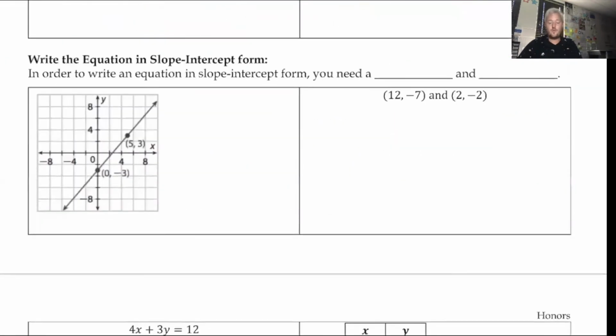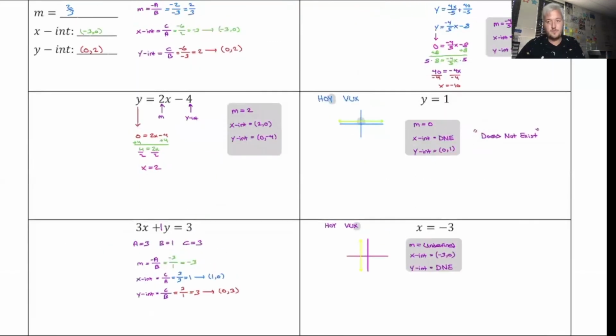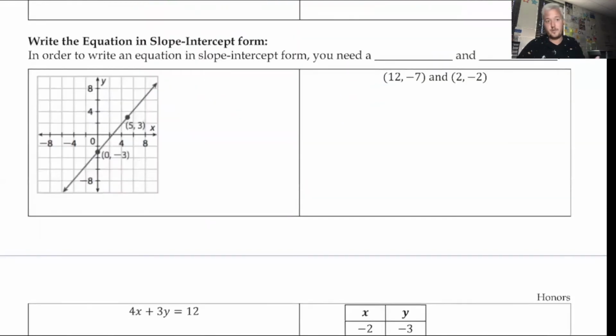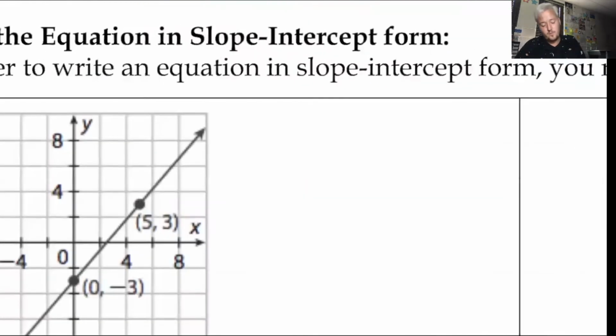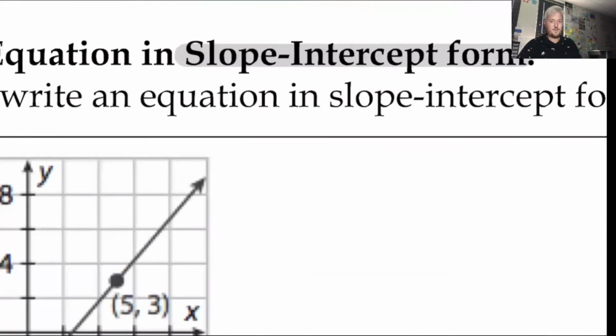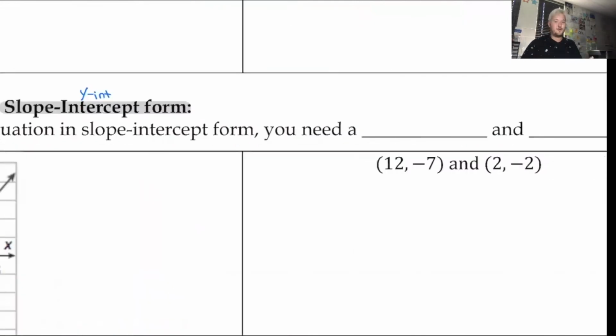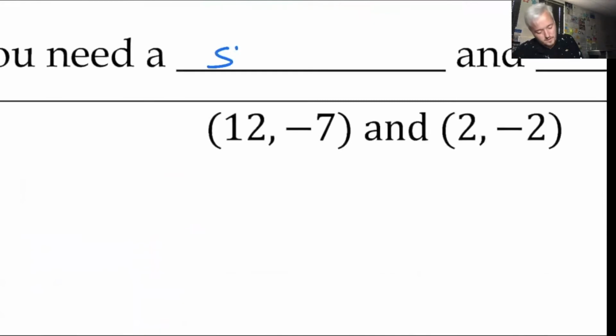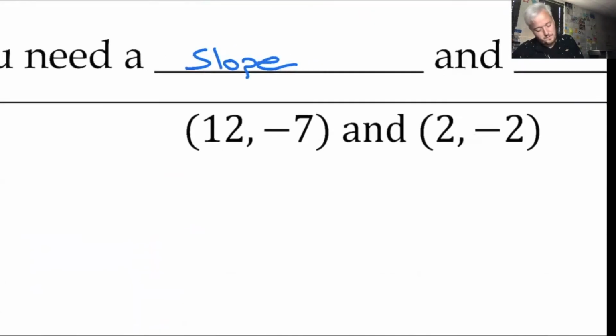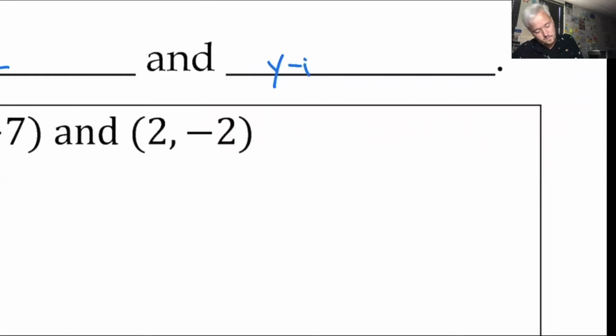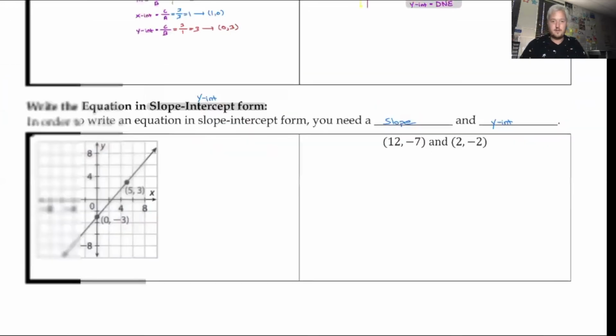Okay, so now we want to actually write these equations in slope-intercept form. So we found the attributes, now you need to put it together and actually form an equation. When I say form an equation, we want to write it in slope-intercept form. So think of the name slope-intercept form. We have a slope and we have an intercept. But more specifically, we have a y-intercept. So in order to write an equation in slope-intercept form, you need a slope and a y-intercept. Don't think too hard about it. It's literally in the name.